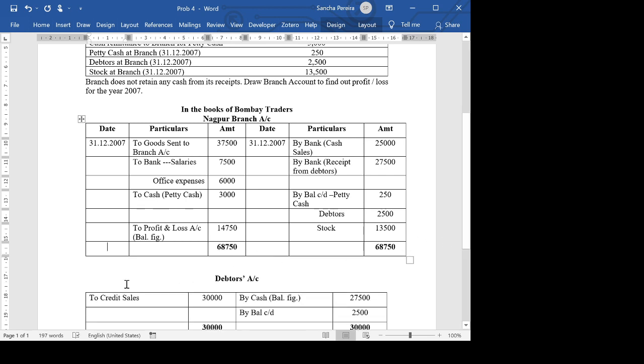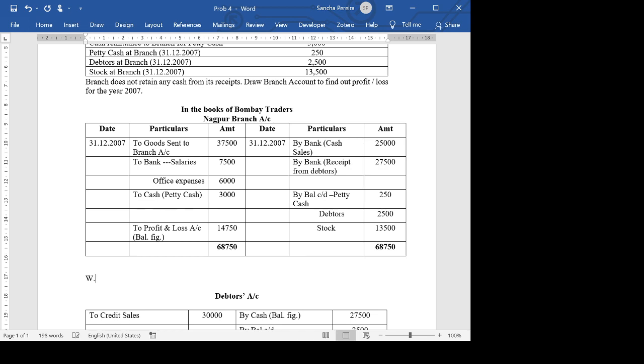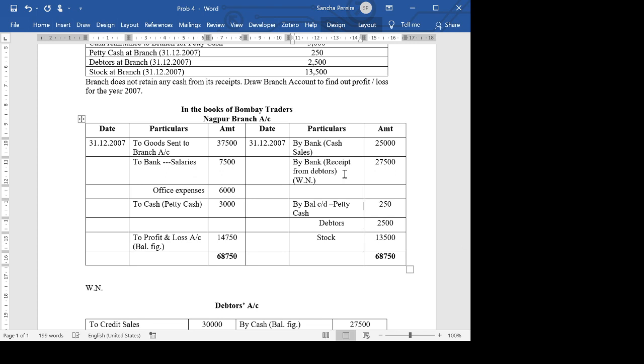So this debtors is more like a working note. I'll just put it as a working note here. If you're wondering how I got it, it's a working note. Now these are the types of problems we will get where certain items like this are missing and you will have to figure out what is missing.